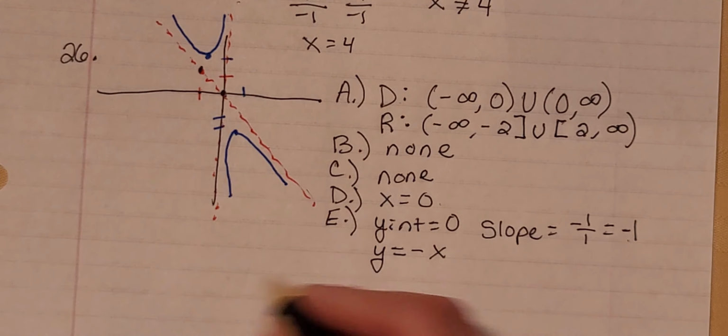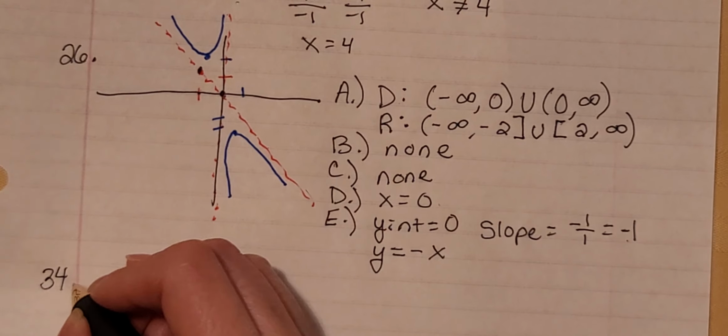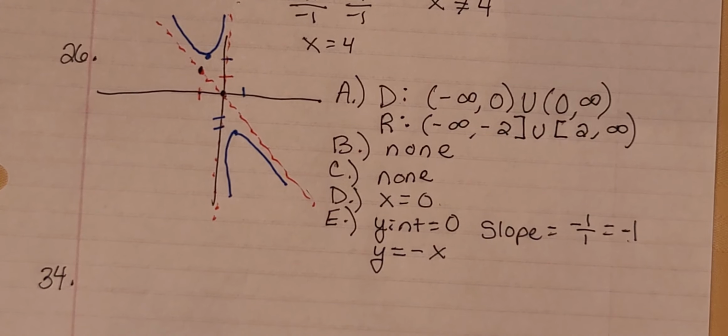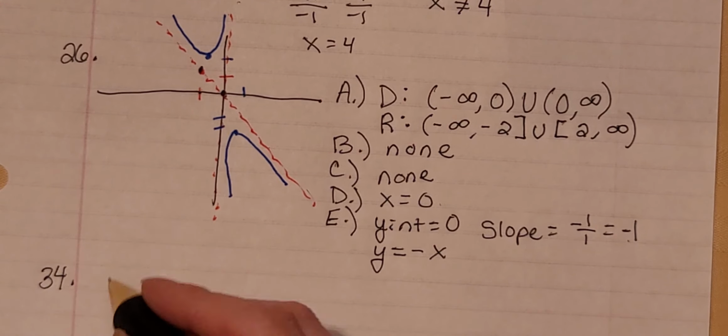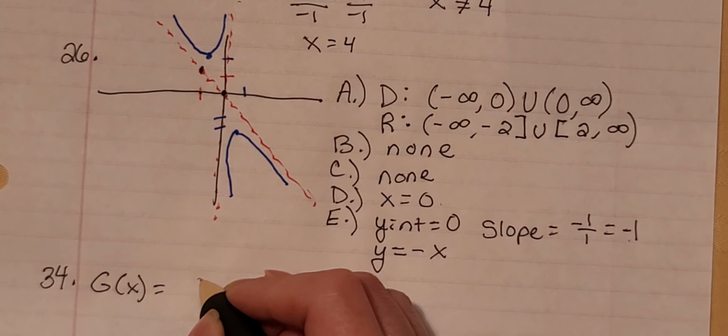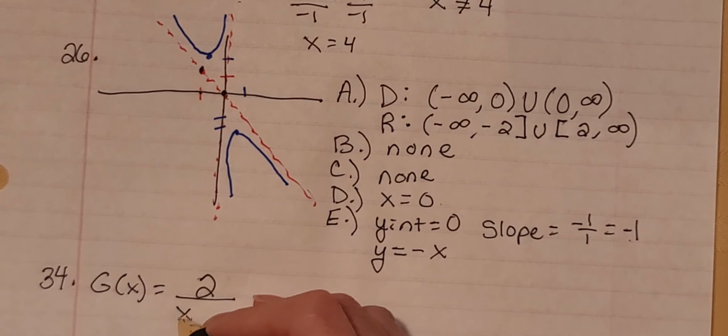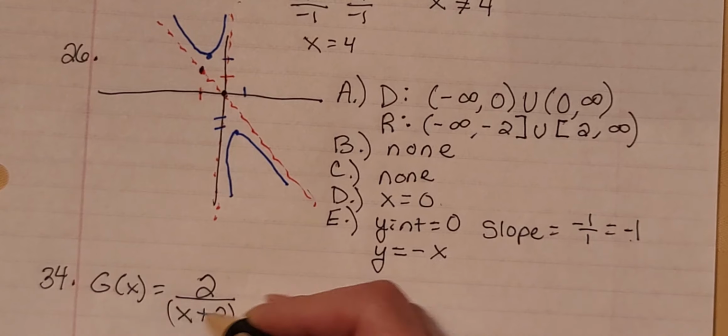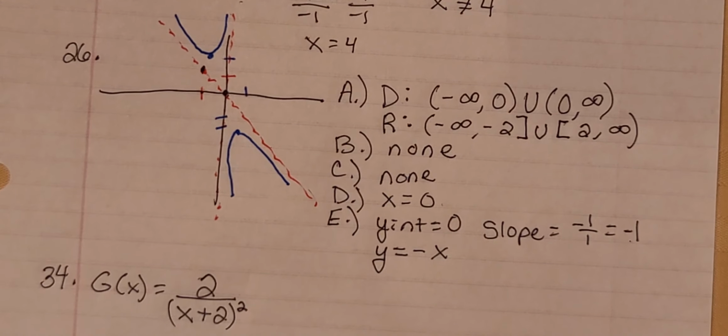All right, next one is 34. Graph each rational function using transformations. Verify your results using a graphing utility. Okay, so they give you this equation, 2 over x plus 2 squared.